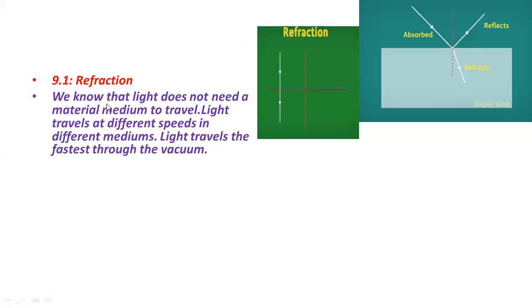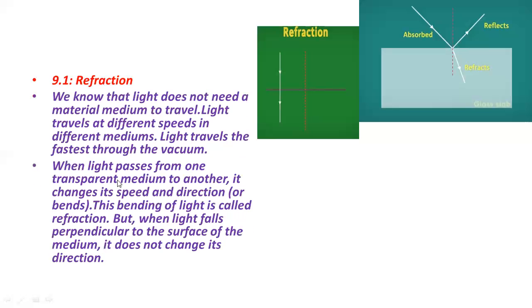We know that light does not need a material medium to travel. Light travels at different speeds in different mediums. Light travels the fastest through a vacuum. When light passes from one transparent medium to another, it changes its speed and direction, or you can say that the light bends. This bending of light is called refraction.